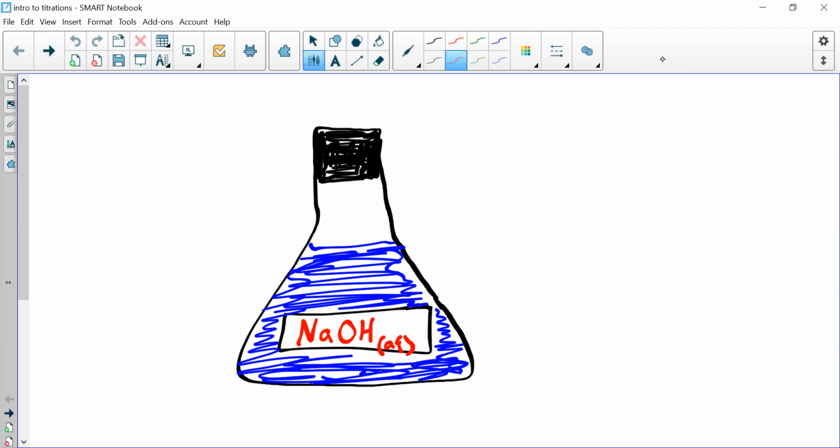So for example, let's say you need to get a base, sodium hydroxide, and you open up your bases cabinet and you see this. What's the problem? Notice the label tells you what it is, but not its molarity. And knowing the molarity is crucial. Is this a 12 molar sample? Is this a 0.01 molar sample? You need to know that.